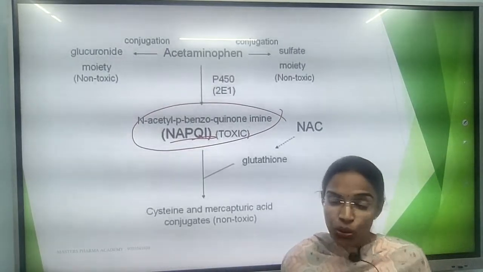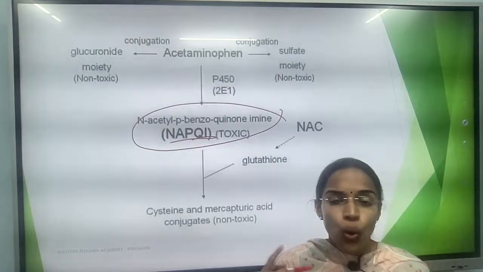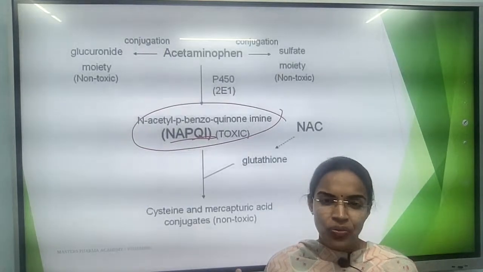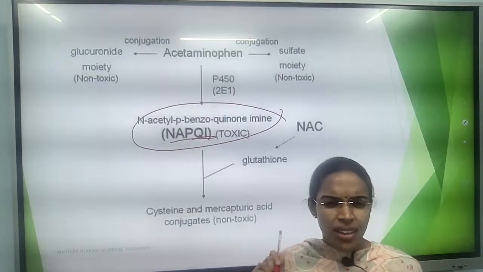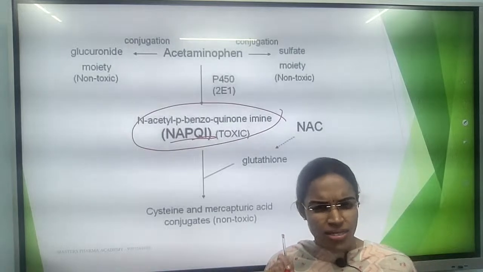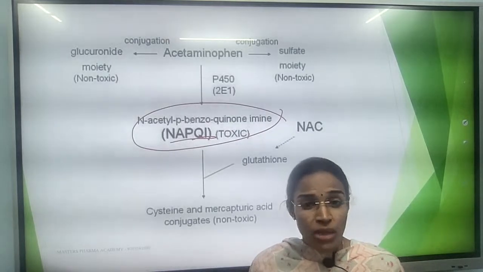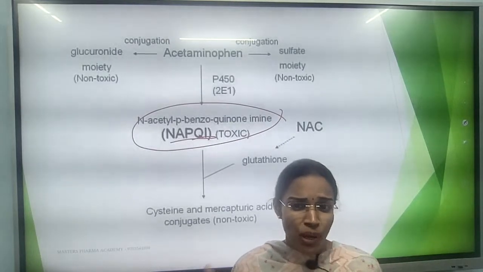Which leads to what type of toxicity? Toxic metabolites of paracetamol cause which type of toxicity?